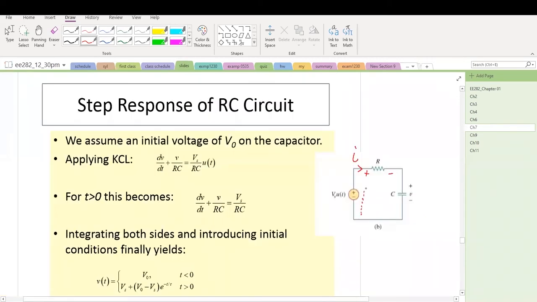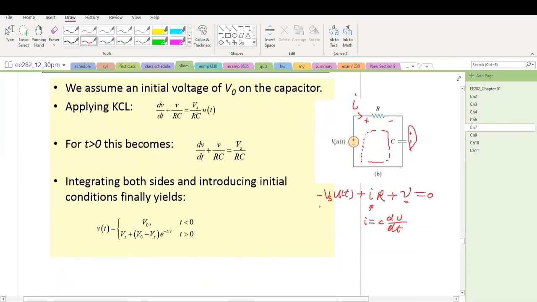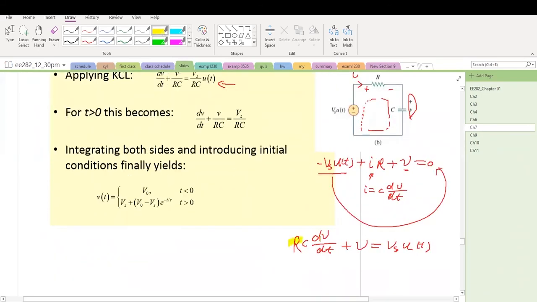Now let's apply KVL on the circuit. So the first element will be minus Vs u of t, and plus, suppose the current is I in this direction, I multiplied by R plus v equals 0. Then use Ohm's law for the capacitor: I equals C dv/dt, and then plug it in, and move this to the side here. After we do that, this is the equation we obtain.